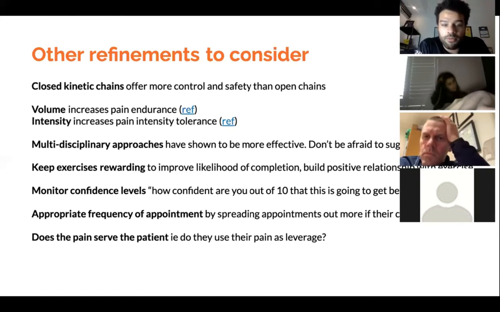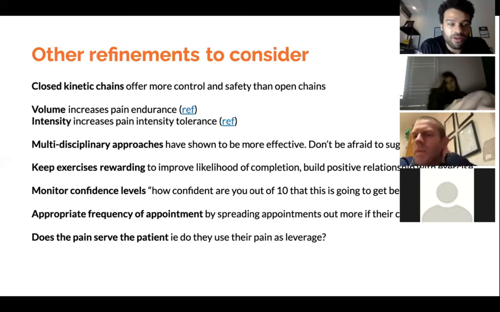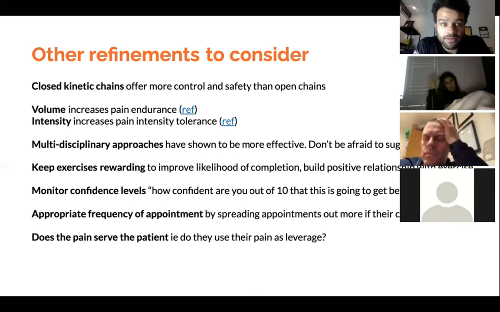Appropriate frequency of appointments: spread appointments out more if their confidence is high. So when their pain's low and their confidence is creeping up, that's a point where I'll start to really spread their appointments out. A lack of confidence or pessimism in movement has a positive correlation to pain.